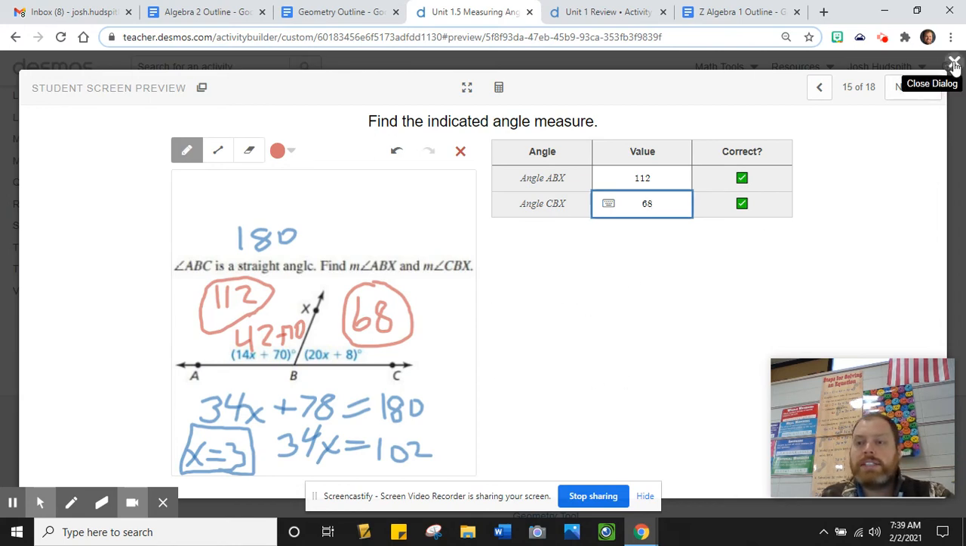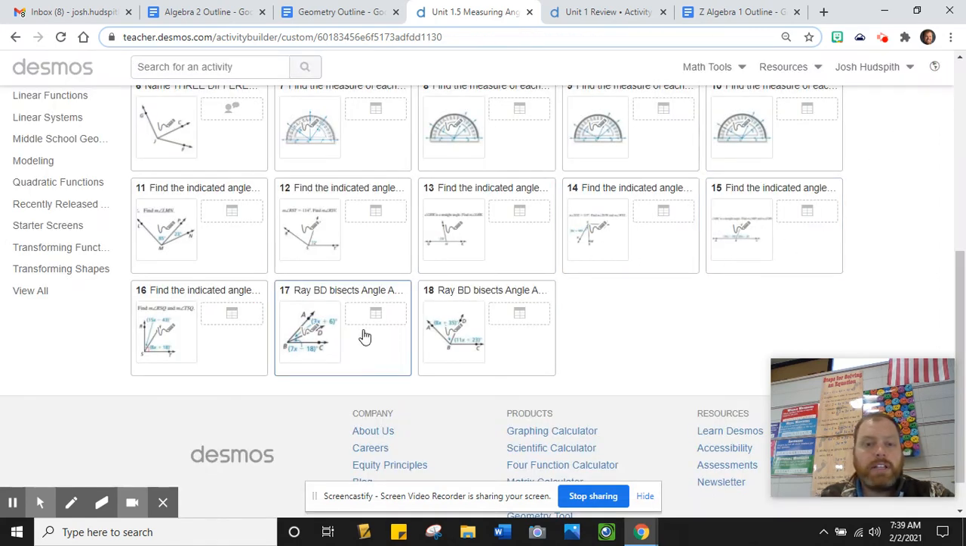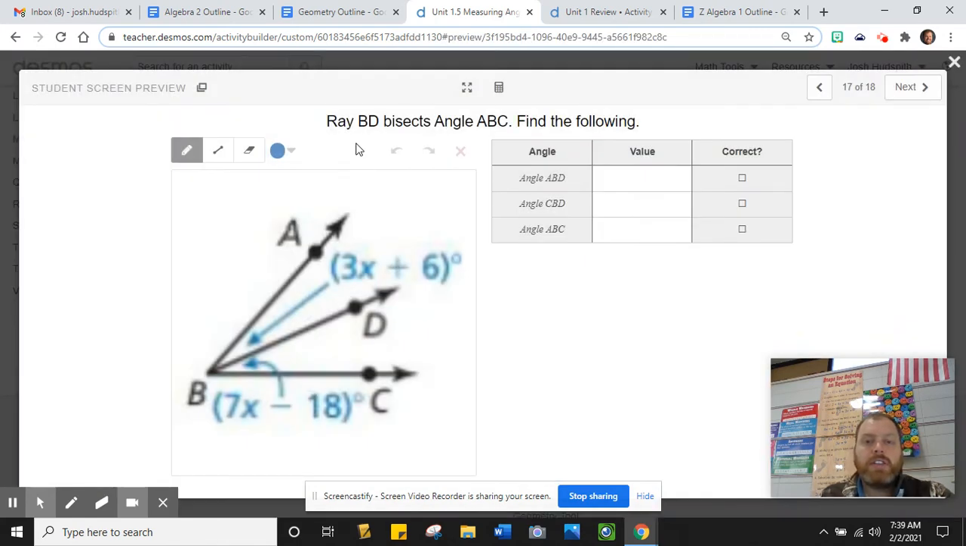We'll do one more like this, just to help you out. I'm going to look at 17. The thing with 17 is it says bisects the angle. That means whatever this angle is, this angle is the same thing. So if this is 27 degrees, this is 27 degrees. That's what we know. So when setting it up, we still have to solve for x, but we're not going to add them together and set them equal to something. We're going to set them equal to each other.